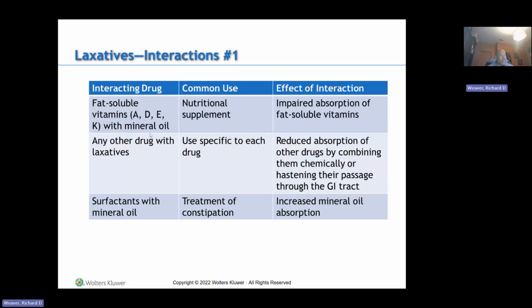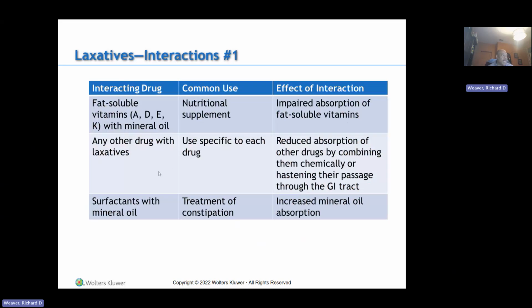When these drugs are given with mineral oil, the GI system does not absorb them very well because they're fat soluble, right? So when given with the mineral oil, as you can see here, there is impaired absorption of the fat soluble vitamins. Again, that's when they're given with mineral oil. The mineral oil prevents their absorption in the GI system.